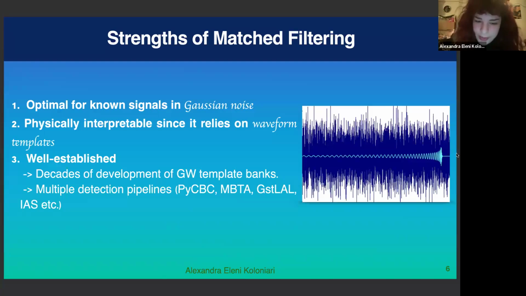There were decades of development of gravitational wave template banks, and there are also multiple detection pipelines, such as PyCBC, MBTA, GstLAL, etc., that use this specific technique. In fact, most of the traditional pipelines do use match filtering.